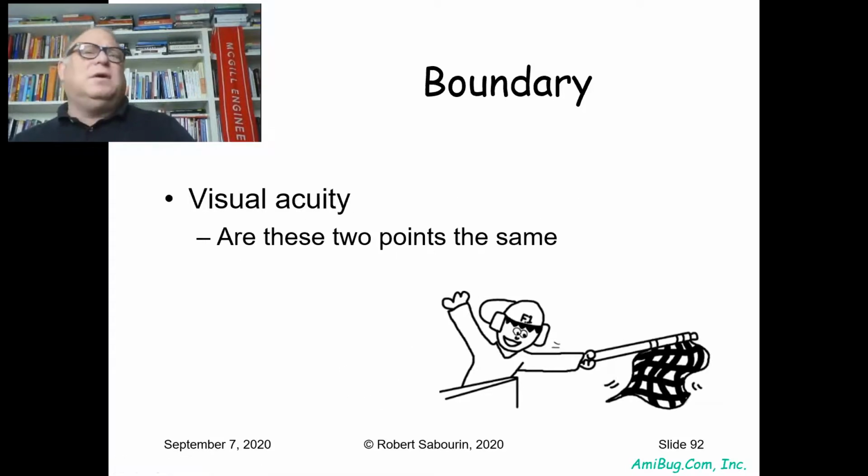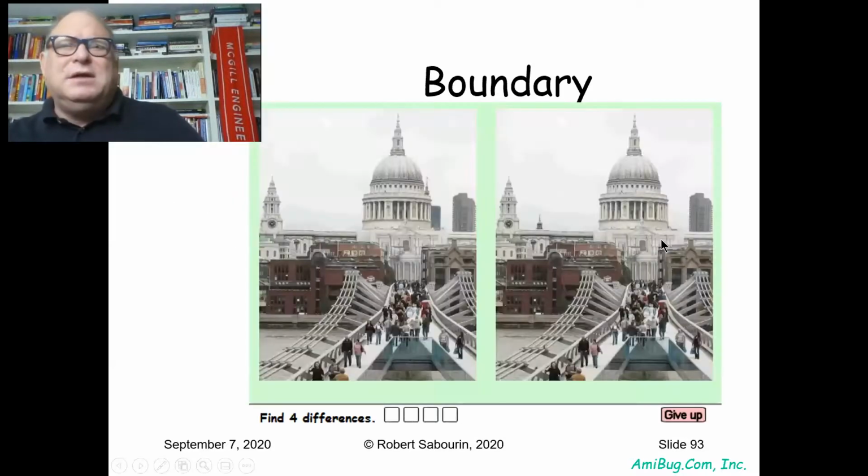There are boundaries in terms of acuity. When two things look the same, what is the visual acuity when two points look the same? And of course, there are all these games people play with images, right? Where you look at two images and say, are they the same? And in fact, if you look at them carefully, you'll see there are actually differences. Like that point there isn't over here. This building here is missing over here.